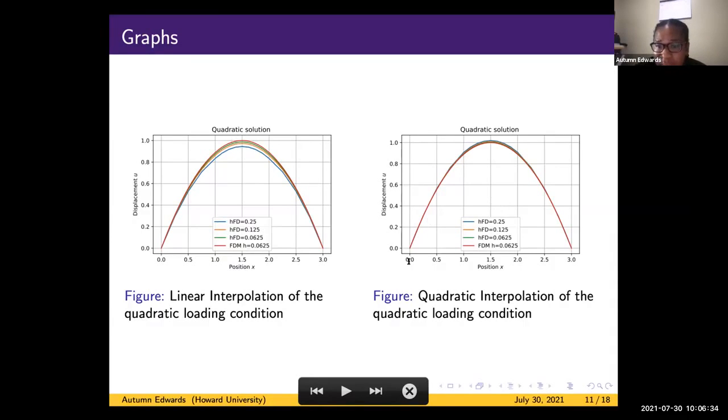And on this side, we have the quadratic interpolation. We see that when we do it quadratically, the error is a lot less. You see our lines are way closer to the red line. It's a lot more accurate when we do our quadratic interpolation.